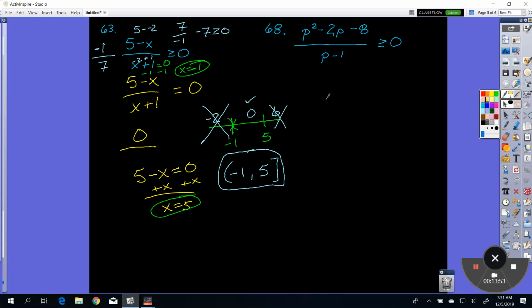Now for the last one. So if -1 hadn't been something that made it go to undefined, it could have been a bracket as well. But since it made it go to undefined, you know that it can't ever equal that.